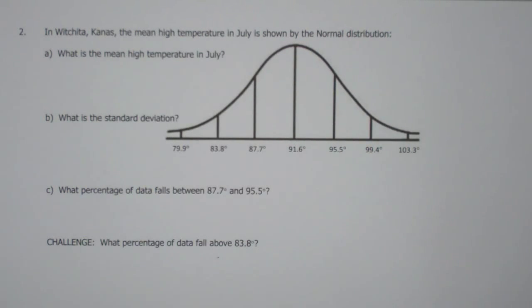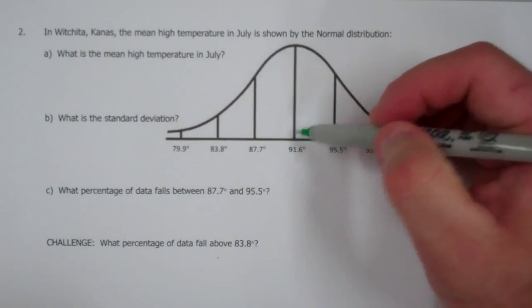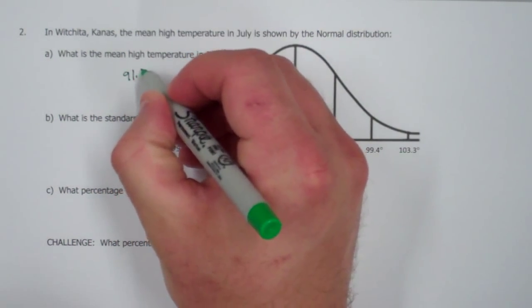In part 2 here, we've got Wichita, Kansas. That's a little typo there, not Canis. The mean high temperature in July is shown by the normal distribution. We want to know what the mean high temperature is in July, and it's going to be right here in the middle, and it's 91.6 degrees.